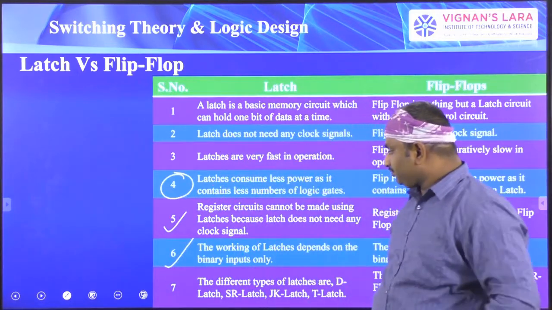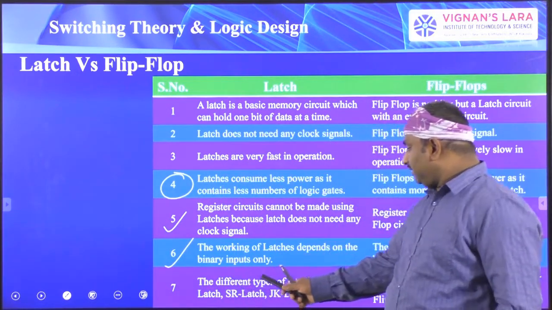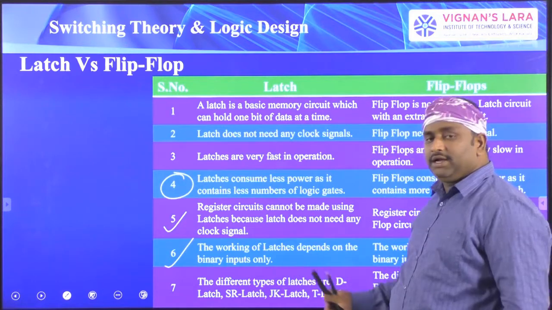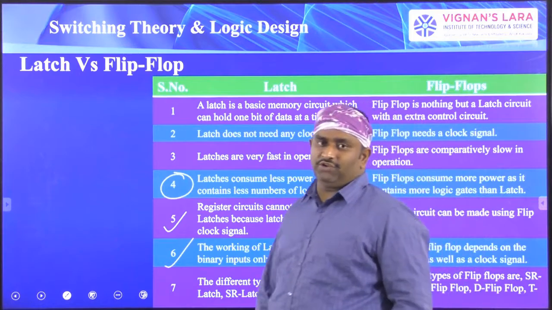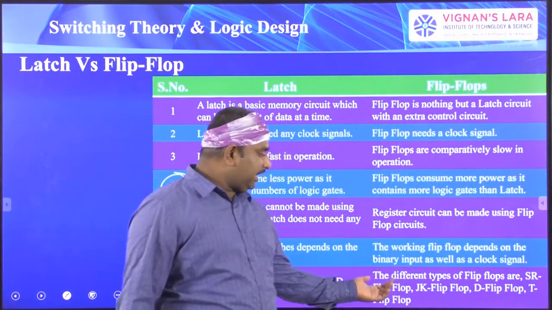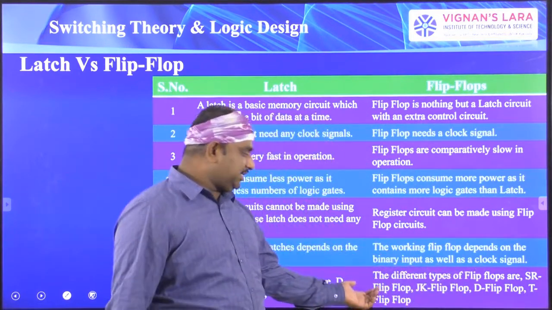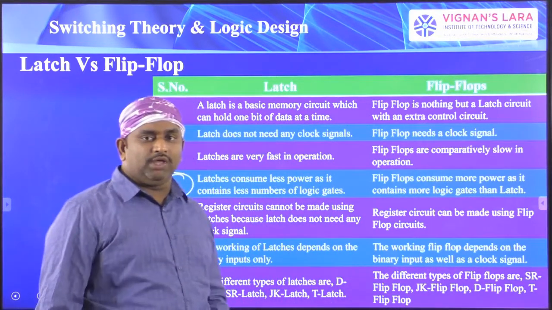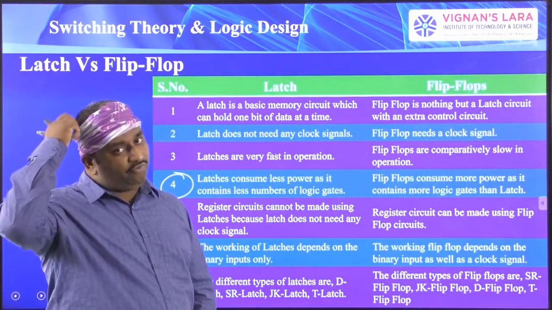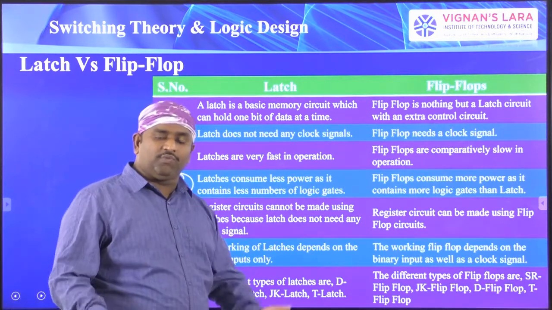Next, coming to difference 7. The different types of latches are D-latch, SR-latch, JK-latch, and T-latch. These are the four different latches. And finally, the different types of flip-flops are SR flip-flop, JK flip-flop, D flip-flop and T flip-flop. These are some examples of flip-flops. Other than this, we have a lot of parameters.